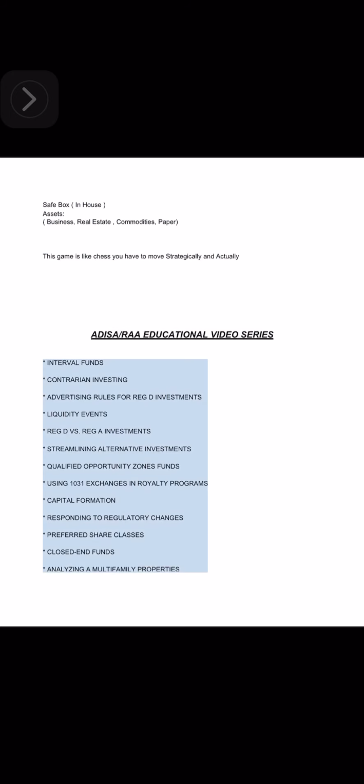Interval Funds, Contrarian Investing, Advertising Rules for Reg D Investments, Liquidity Events, Reg D, Reg A Investments, Streamlining Alternative Investments, Qualified Opportunity Zone Funds, using 1031 Exchanges and Royalty Programs, Capital Formation, Responding to Regulatory Changes, Preferred Share Classes, Closed-End Funds, Analyzing Multifamily Properties, Alternatives and Private Credit Illiquidity. Is there a premium? Big Data and Financial Services, Family Office Investing, the latest in renewable energy investing. Independent Broker-Dealer Merger Mania, BD Mergers and Acquisitions, Investing in Technology, Adapting to Alternative Investment Industry Trends, Operationalizing REITs, NAV REITs, the institutionalization of the retail space.